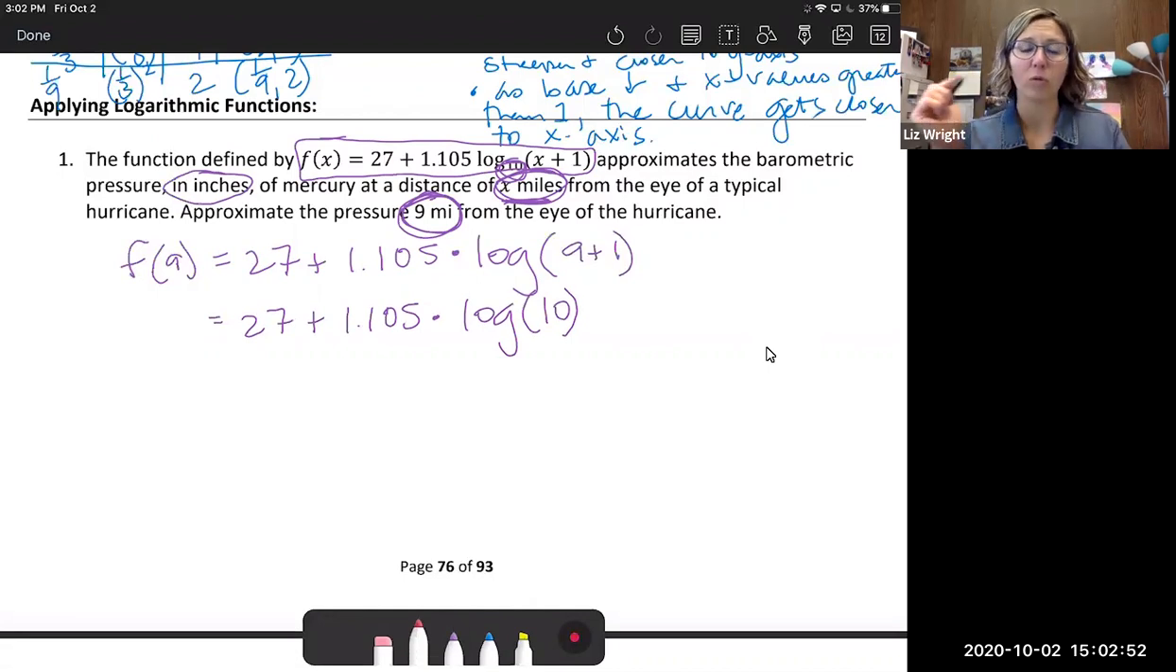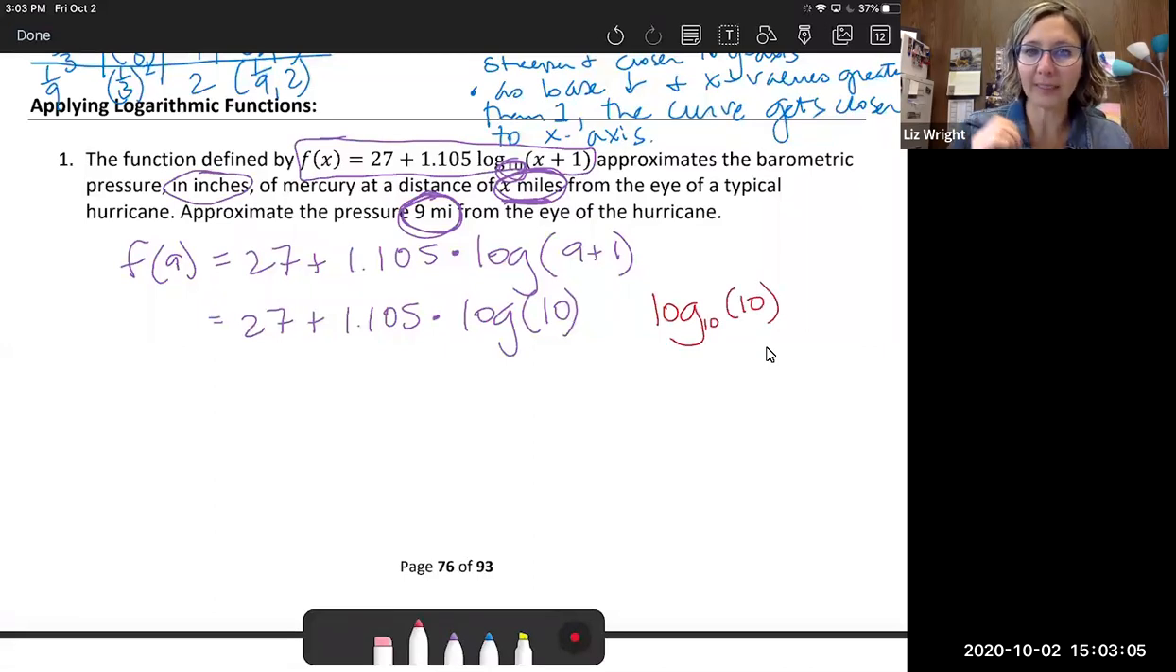We talked about this rule last time, when I said, if we have a log where the base and the argument are the same, what does that equal? So log base 10 of 10, what does that equal? Because that's asking the question of 10 to the what power equals 10. So 10 to the what power gives me 10? And you should say 1.